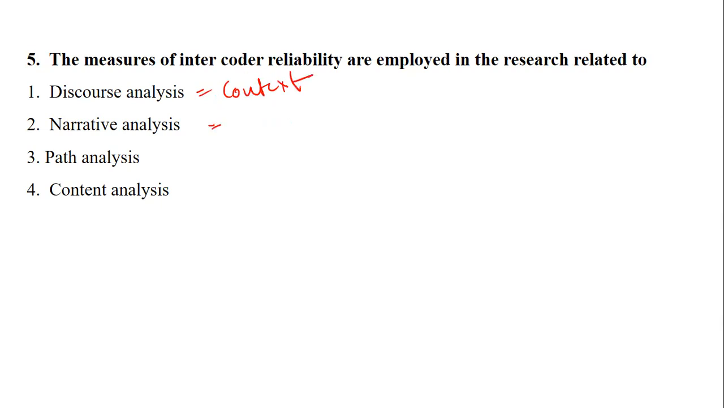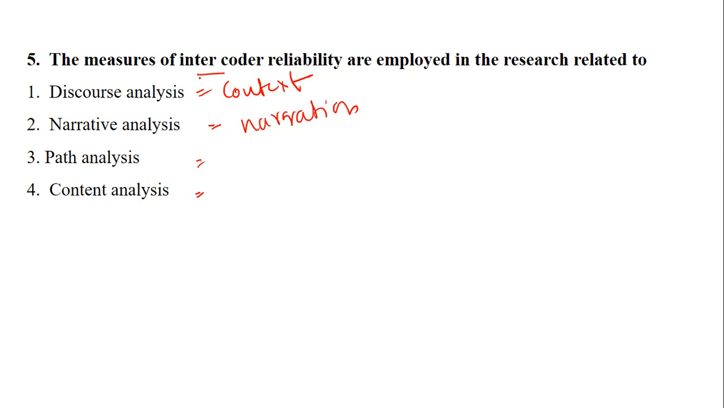Narrative is something which talks about the study of various narrations, for example stories. Path analysis is talking about a specific statistical modeling. And coming to content analysis, content analysis analyzes or interprets whatever is written or spoken, with the help of text and images.